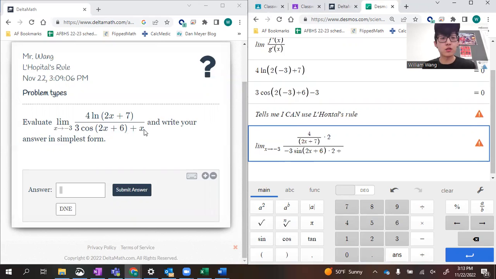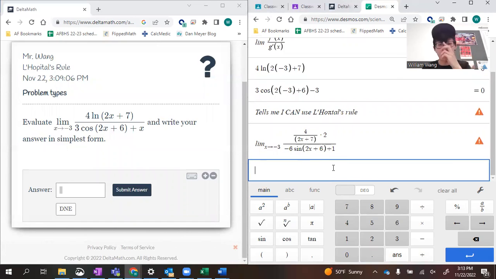Then I plus the derivative of x is 1, right? 1. Cool. So I could simplify this. 2 times -3, that's -6. So I can simplify that, I guess. But here's going to be my final answer.